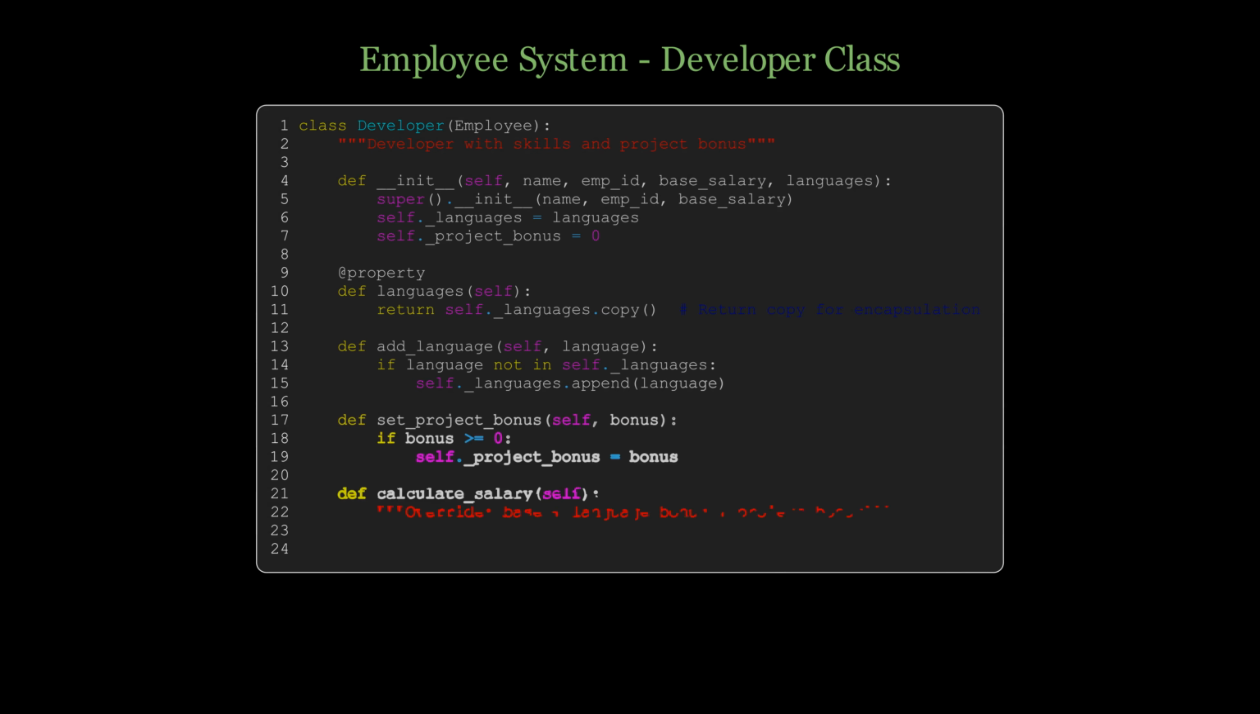Let's add a developer class with different specialization, programming languages and project bonus. Developer also inherits from employee. It adds programming languages and project bonus. The languages property returns a copy, not the original list, preventing external modification. Calculate_salary factors in both language count and project bonus. Each employee type has unique salary calculation while sharing the base structure through inheritance.